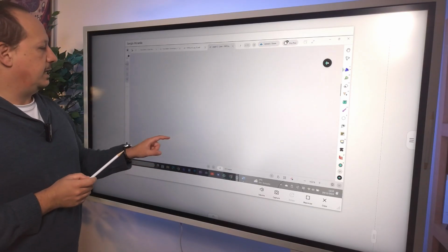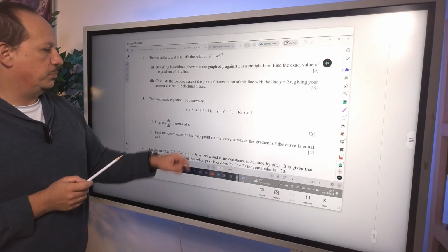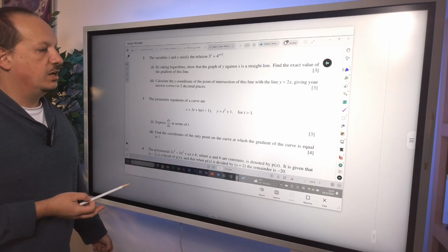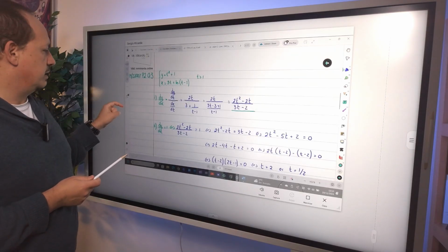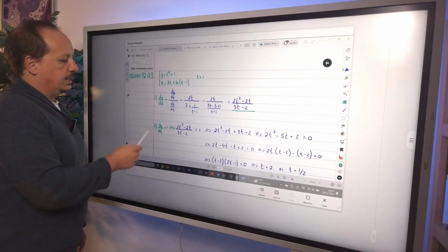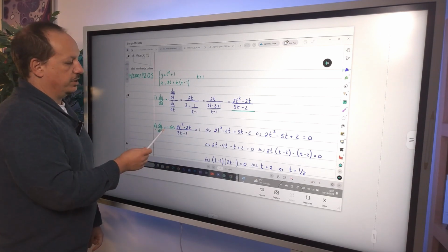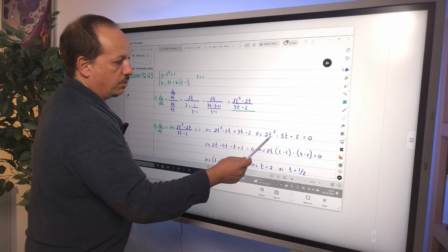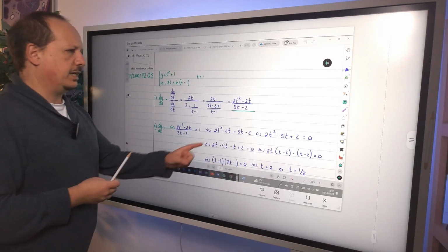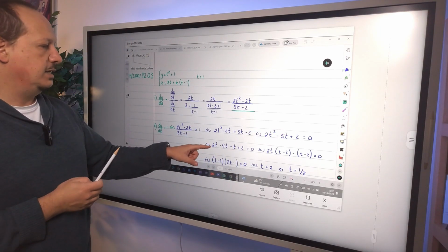Then the second one, again, you wanted to find the coordinates of the only point on the curve at which the gradient of the curve is equal to 1. So if the gradient is equal to 1, you just equate this expression for the gradient to 1 and solve it, all right? This is what I'm doing over here. So I'm combining like terms. Eventually I have a quadratic.